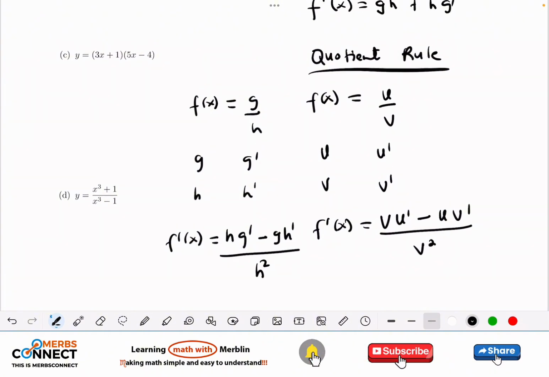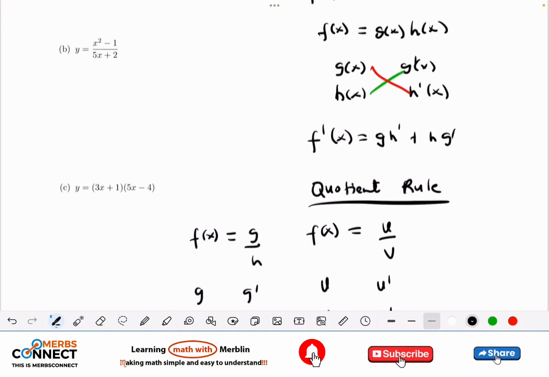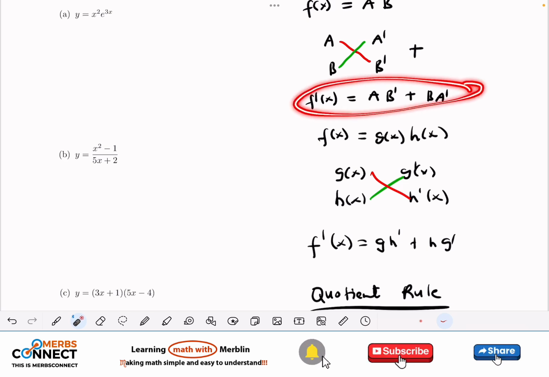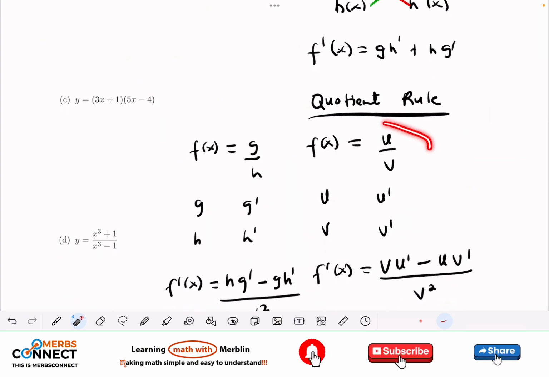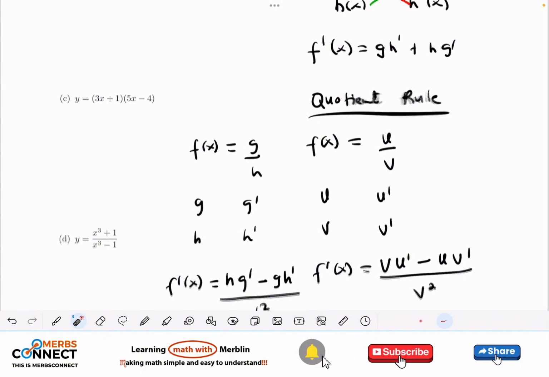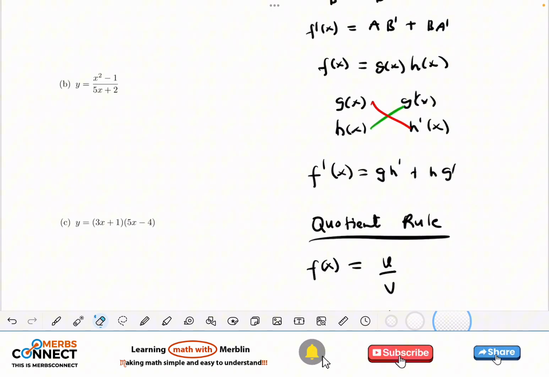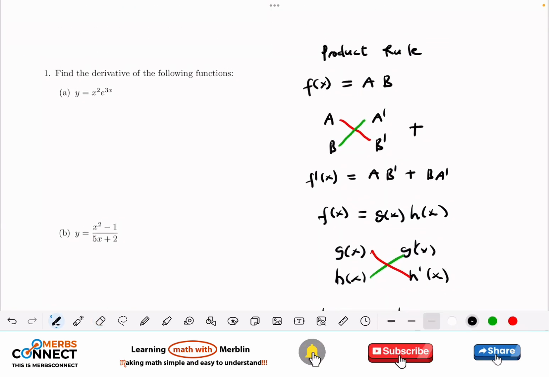But in the videos that I'm doing, for the product rule I'll be using A and B, and for the quotient rule I'll be using U and V, right? So this is a tip that you need to learn before we start. I'll clean up some of this, then we take it from there. So now let's go to the examples.